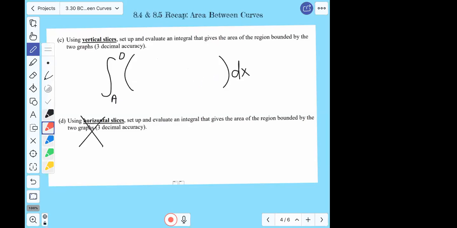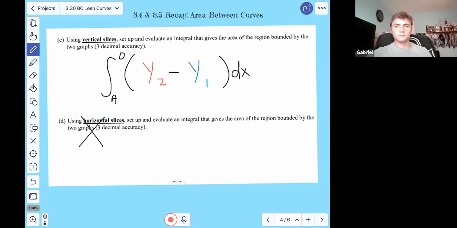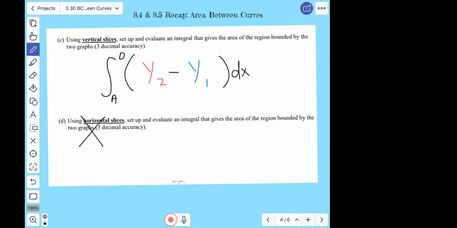All right, so we got that stored. The top function is y2 minus our bottom function, which was y1. That's even better. So alpha trace to get y2 minus alpha trace to get y1 dx.